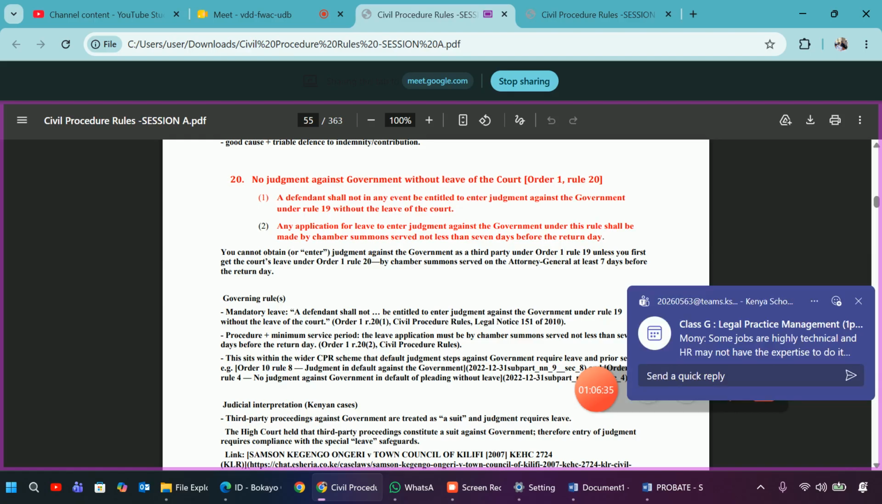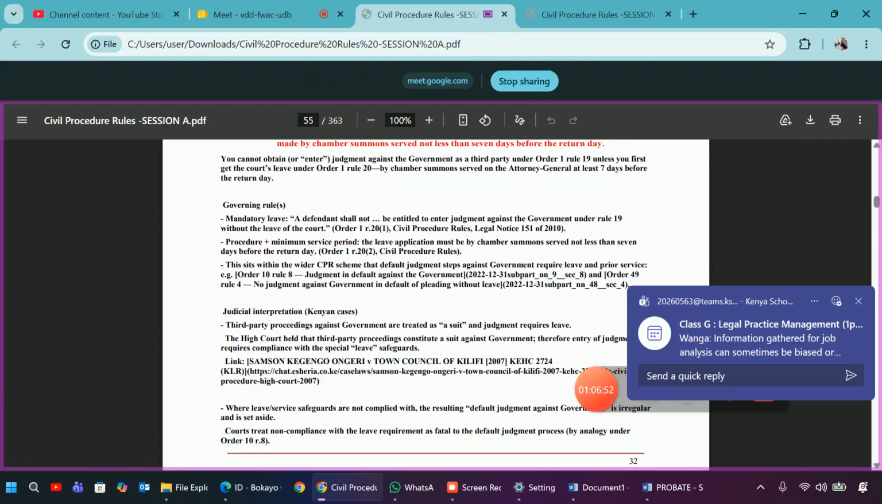A defendant shall not be entitled to enter judgment against the government under Rule 19 without the leave of the court. Then procedure plus minimum service period. The leave application must be by chamber summons, served not less than 7 days on or before the return day. Then this sits within.